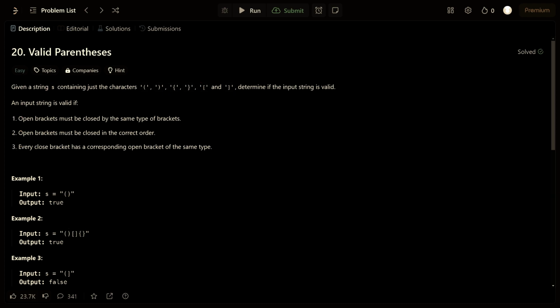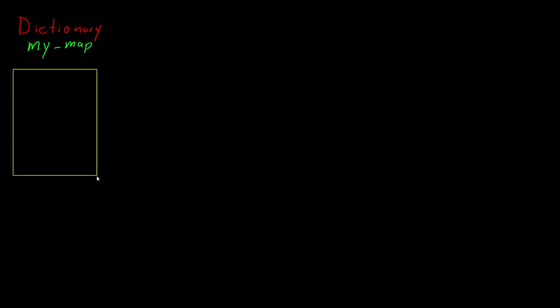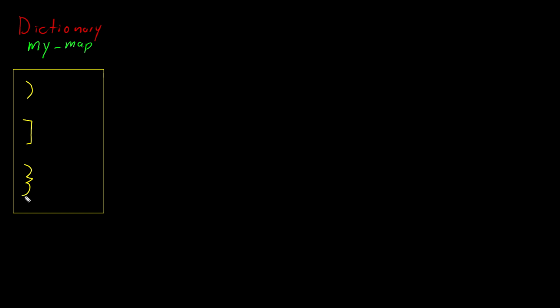Okay, so how do we solve this? Well, let me first get rid of everything here and get rid of the background. Okay, so I'm going to be using a dictionary. Now, I'm going to call this my map. And what this is going to do, it's going to map my closers. These are all my closers, right? So I have closing parentheses, a closing square bracket, and a closing curly bracket. And all those are going to map to my openers.